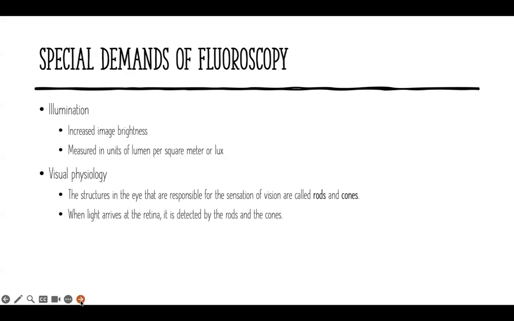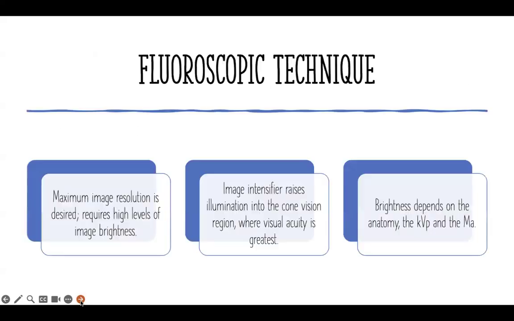And then visual physiology. The structures in the eye that are responsible for the sensation of vision are called rods or cones. When light arrives at the retina, it is detected by the rods and cones. So that's how we see that brightness that shows up on the fluoroscopy images.